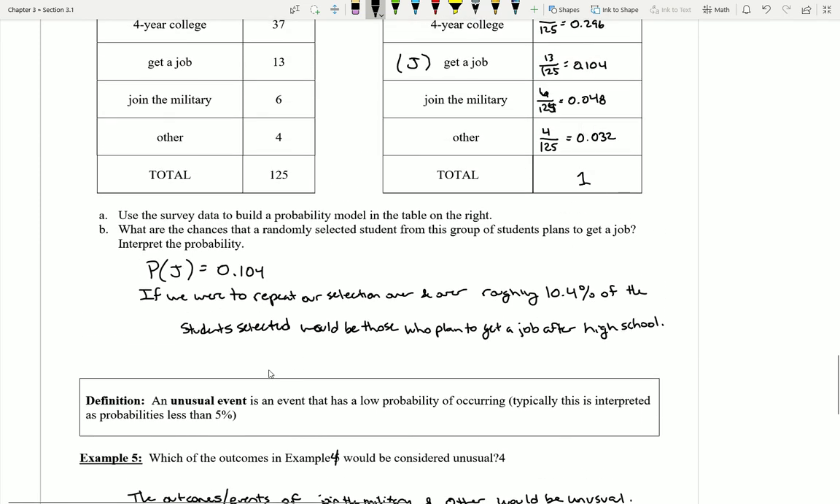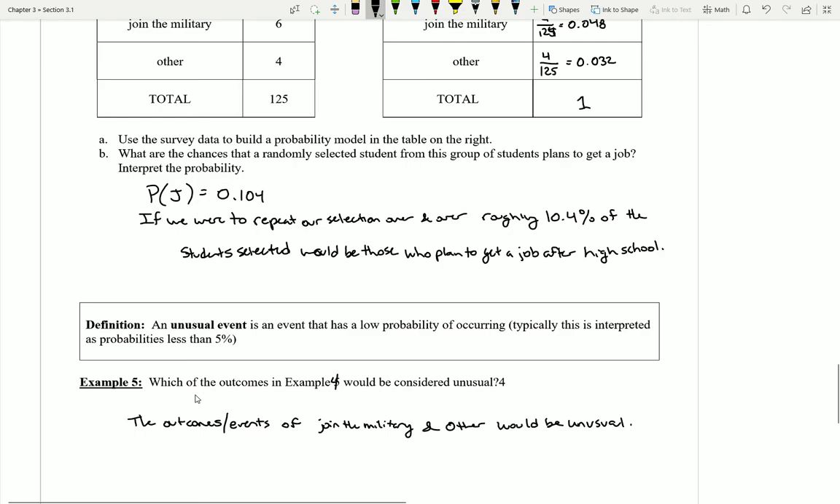And we'll use this idea of unusual events repeatedly throughout the sections to come, because we'll often want to ask whether or not something that we're measuring a probability for is likely or unlikely to happen. Is it usual or unusual? And we'll always have this 5% cutoff mark like we did here.